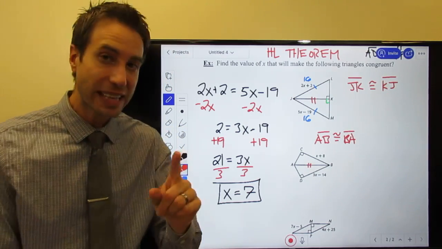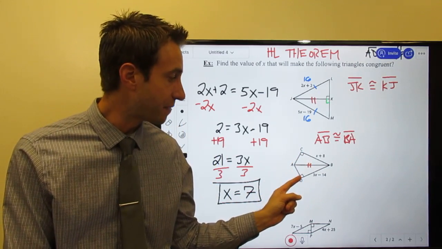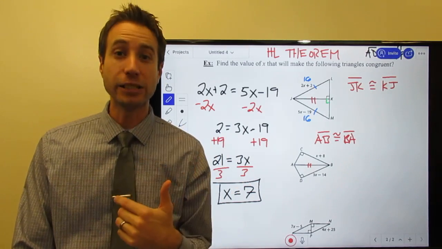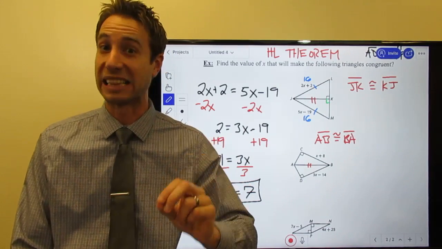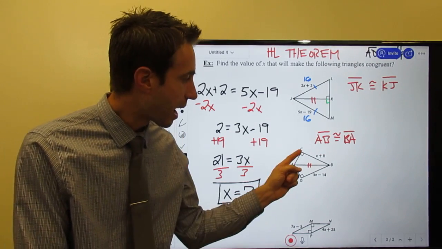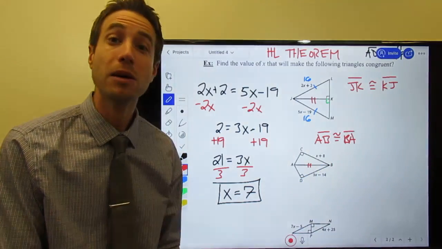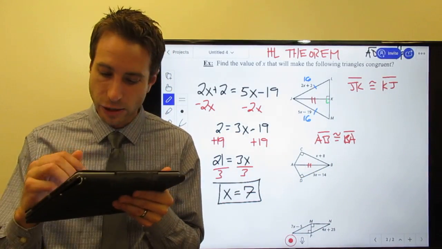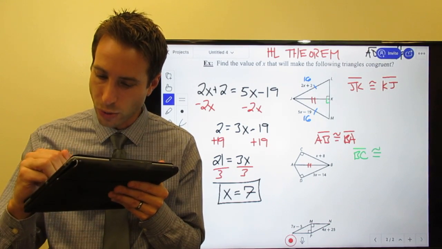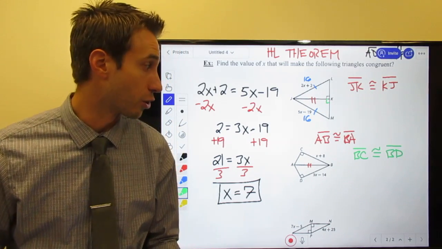Leg or hypotenuse? Well, again, hypotenuse is opposite the right angle. Oh, definitely, for sure. So I know the hypotenuses are the same. I need to show that a pair of corresponding legs are the same. Well, what do I have? I have a leg right there, leg BC, and leg BD. So I need to show that leg BC is congruent to leg BD.